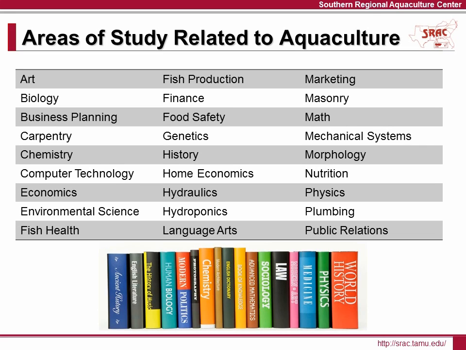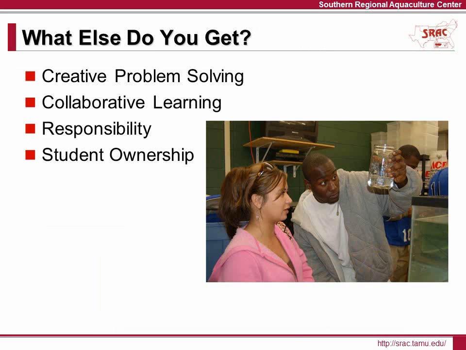The most obvious connections are in biology, math, and science, but there are many others. Aquaculture in the classroom also promotes creative problem solving and collaborative learning. Students must work together to figure out the mechanical and biological systems necessary to keep their animals alive and thriving. Working with live animals helps students to learn responsibility and to take ownership and pride in their projects. Teachers often relate stories about how less academically inclined students assume leadership roles in the aquaculture classroom.